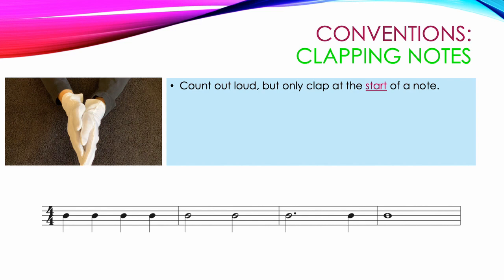So in the first measure, we have 4 separate notes. You're going to clap 4 times. In the second measure, we have 2 notes worth 2 counts each. You're only going to clap at the start of each of those notes.